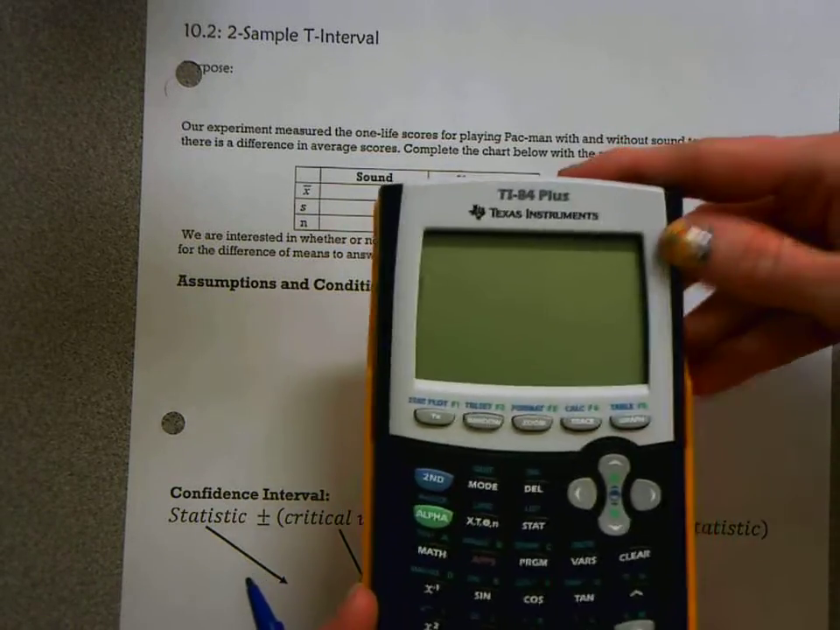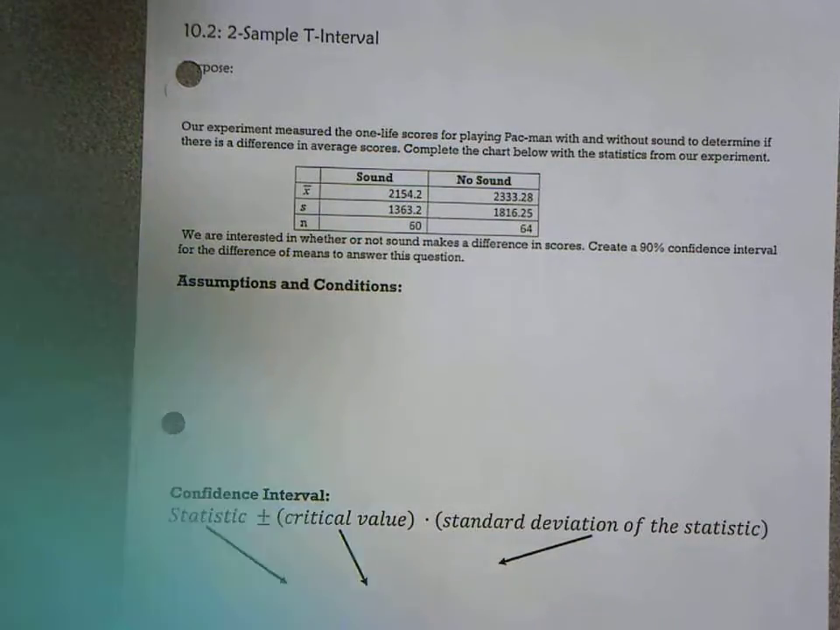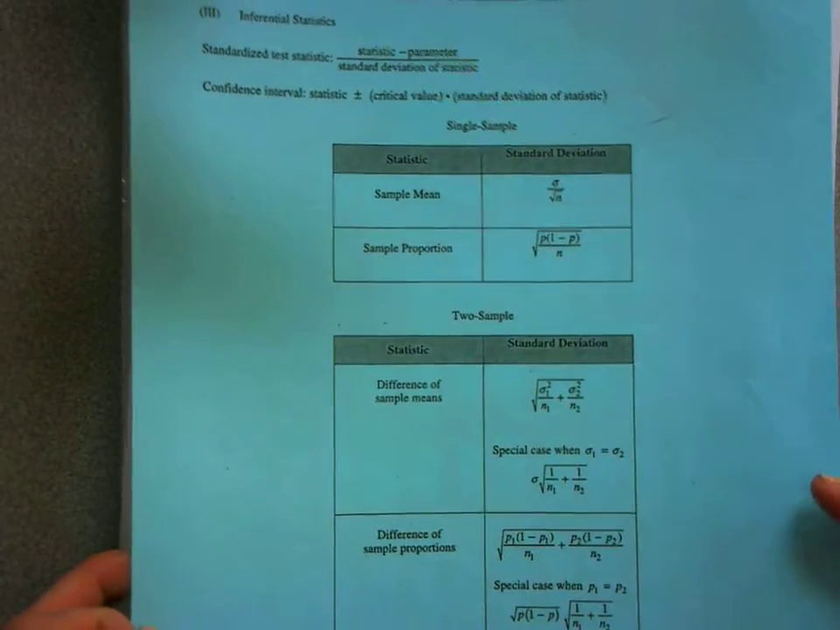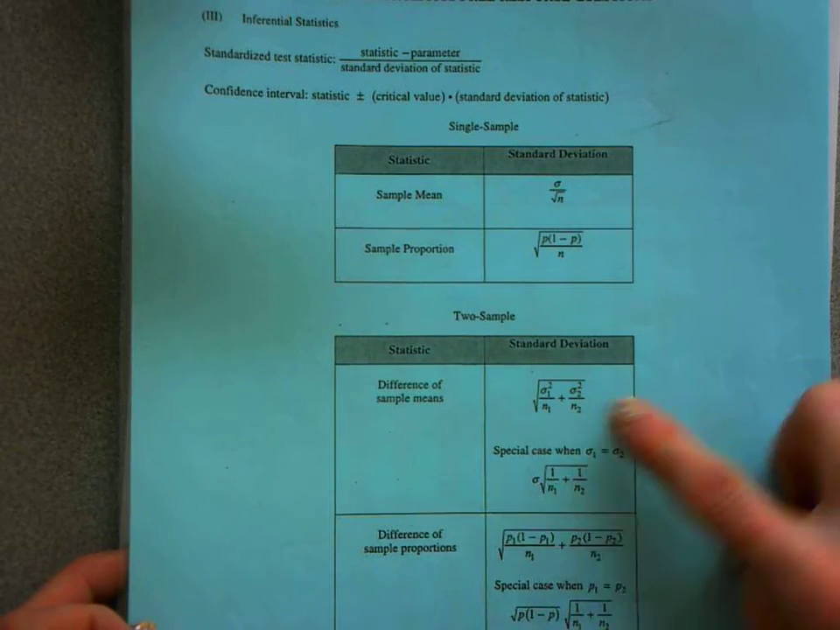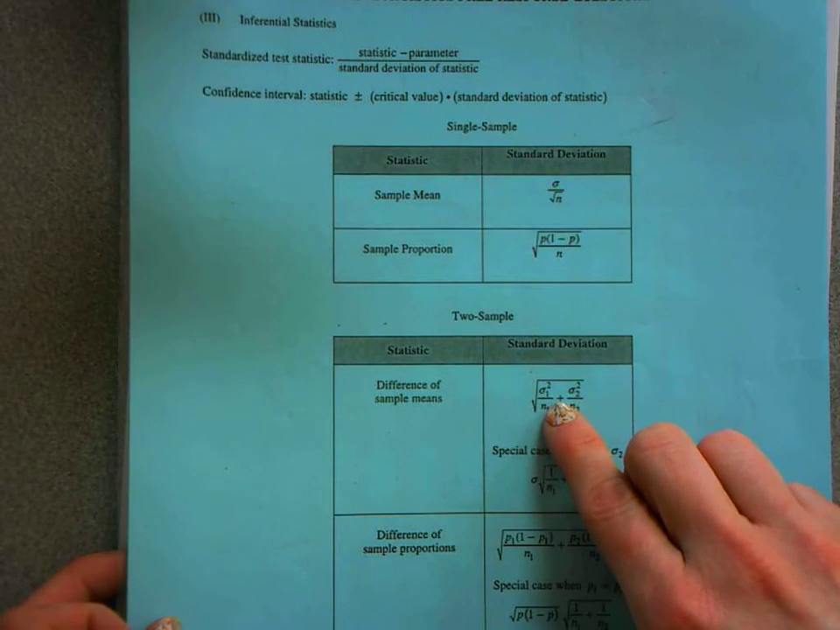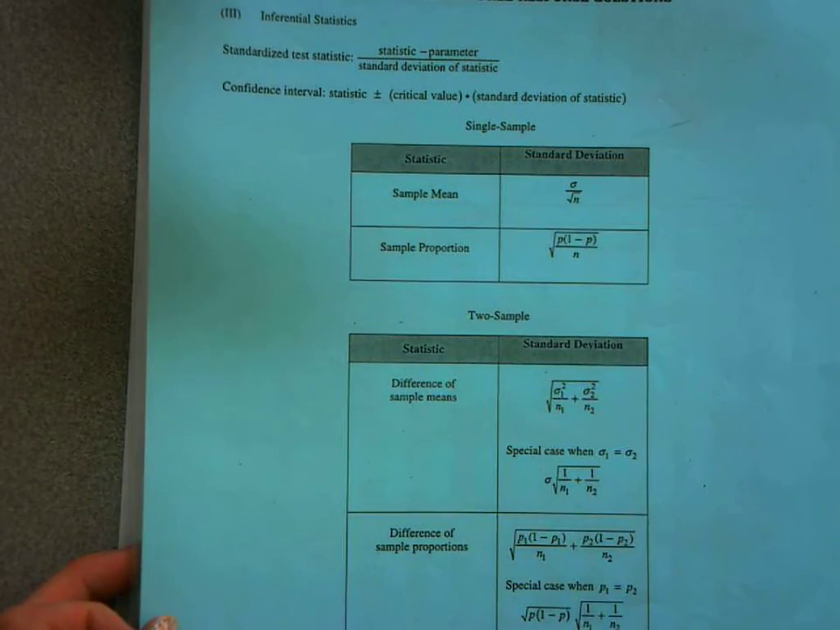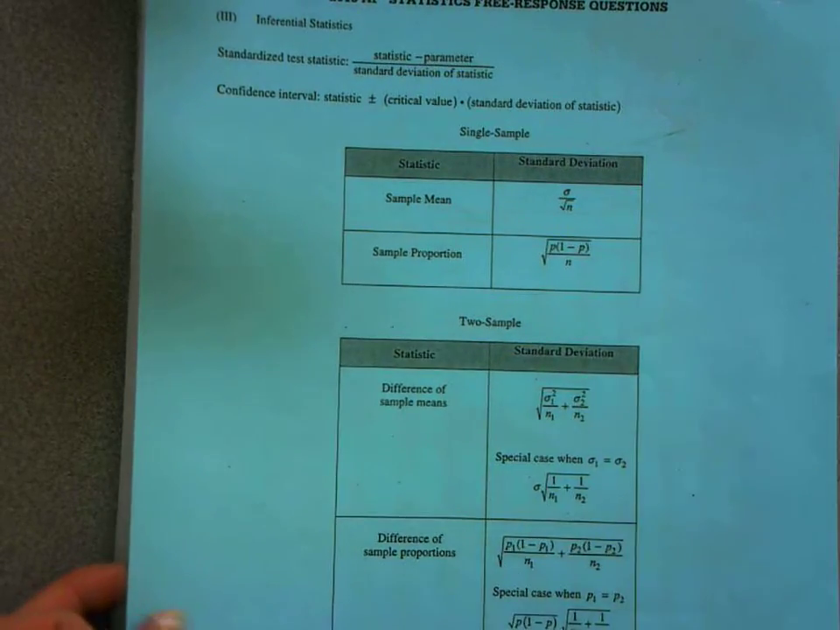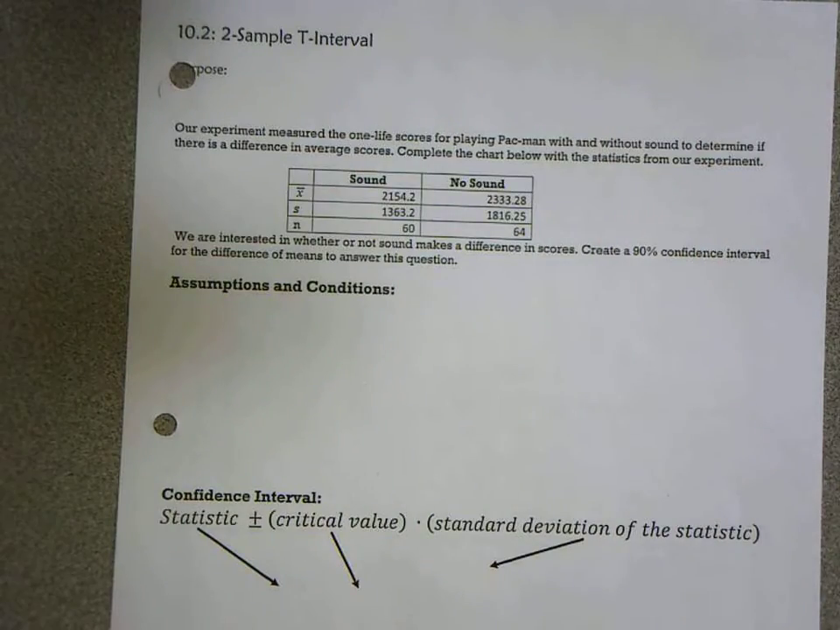I also have my formula sheet because I want to point out that this formula is going to be used for difference of means. So we just want to make a little note on it and say that's the one we're going to be using. So why don't you gather all those things so we can get started.